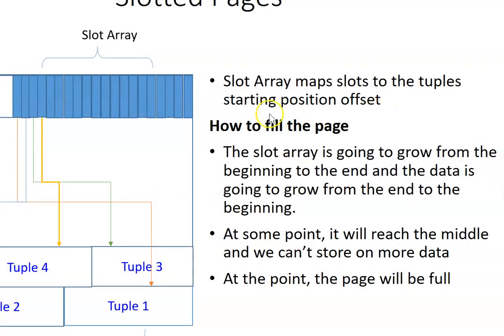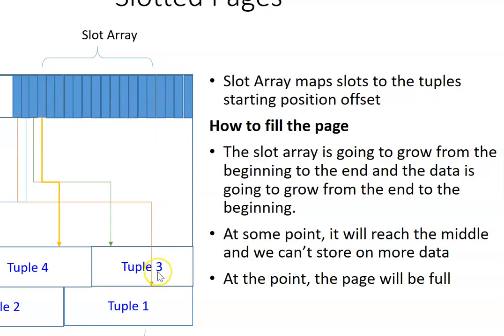Now we're saying that the slot array maps the slots to the tuple starting position offsets. We have seen that. And how to fill the page: the slot array is going to grow from the beginning to the end. In other words, the slot array starts from here and grows from the beginning up to the end.